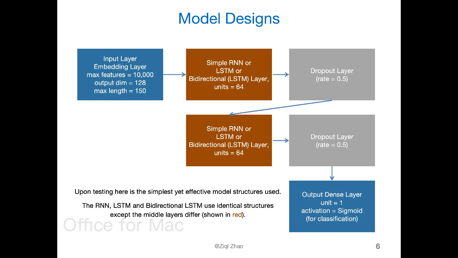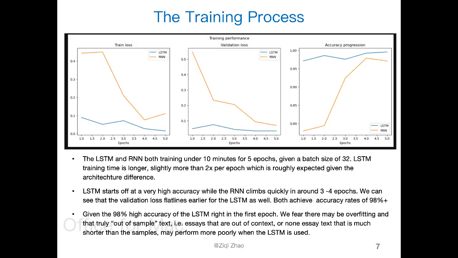And that's the model design. In terms of the training process, the training was also fairly simple. As I compare the LSTM and RNN here, I didn't actually graph the bidirectional LSTM training on the same graphs, but the results were quite similar. So both were just trained for 5 epochs with a batch size of 32.